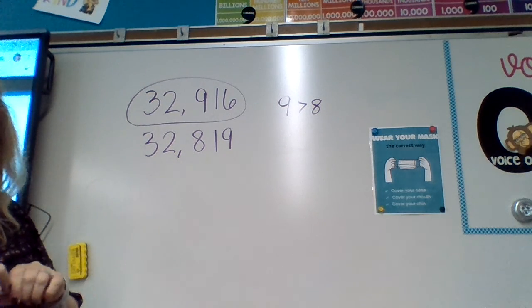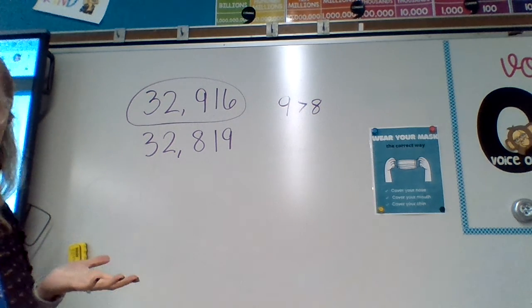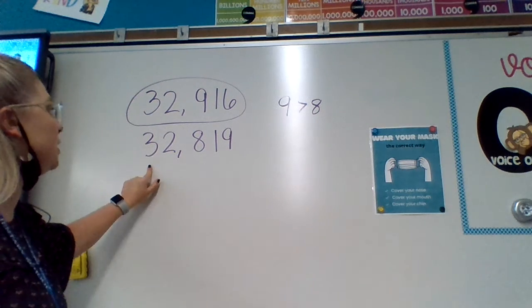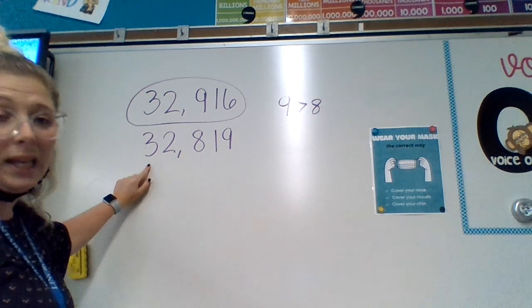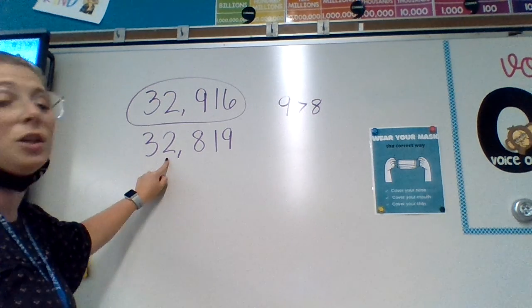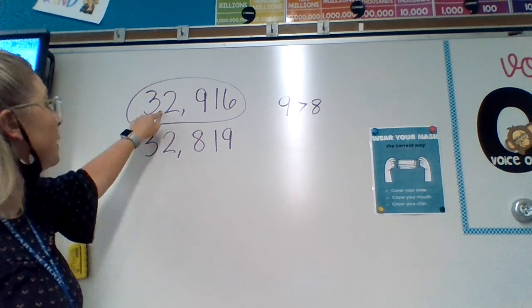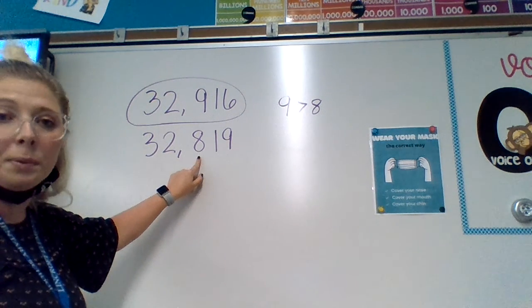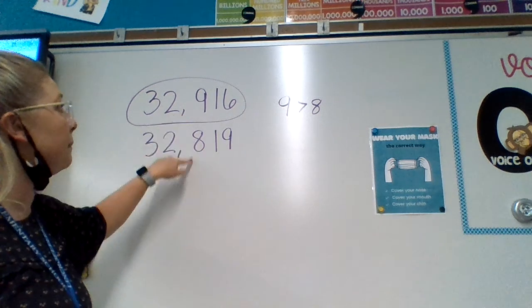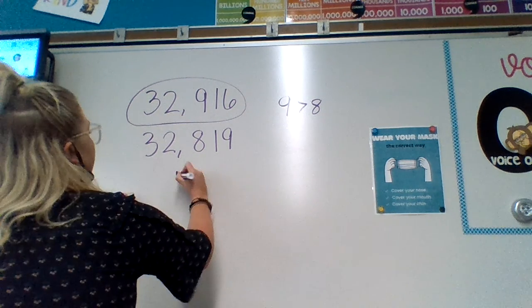But it might ask you, which place did you need to use to compare this? Well, I didn't use my 10,000s because they both had 3. I didn't use my thousands because they both had 2. The place that I used to help me compare the two was the hundreds place.